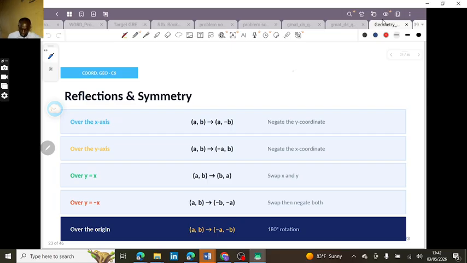Remember, it's just saying you have these two points. When we said over the y axis, or over the x axis, it simply changes. 2 will still be 2, but this changes to -3. Then you graph it.